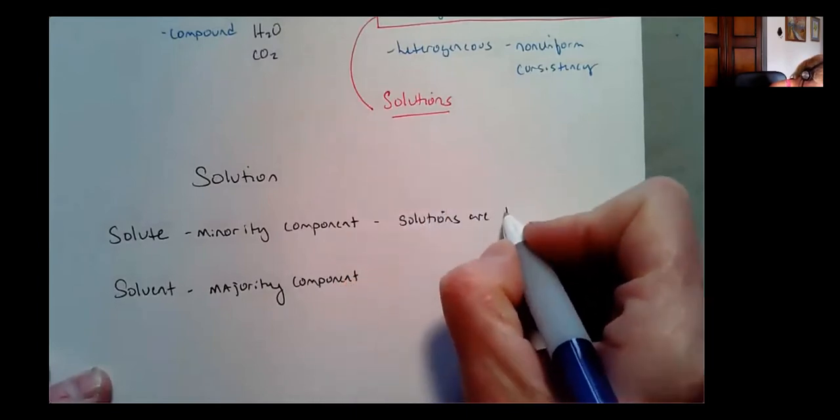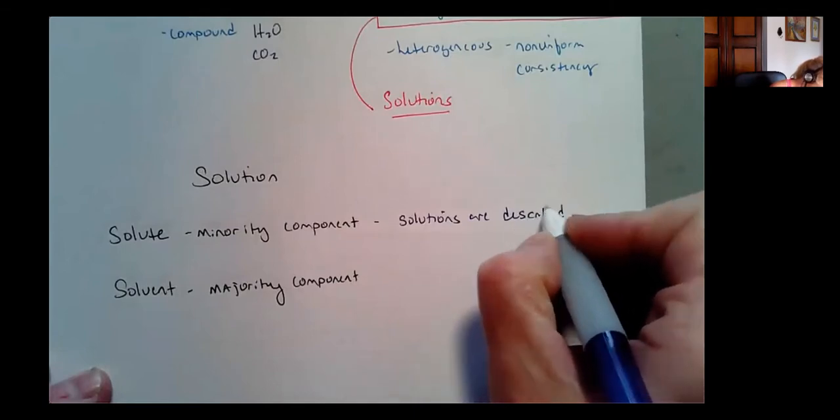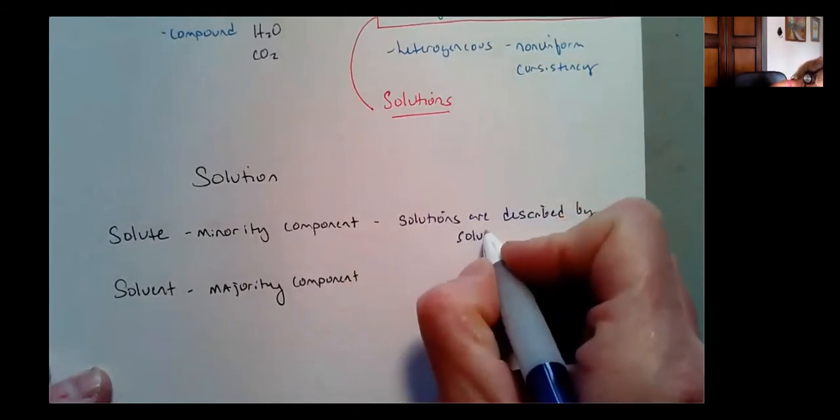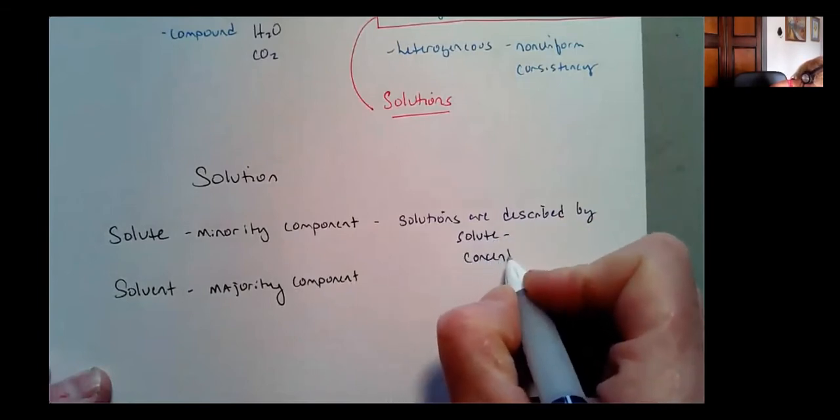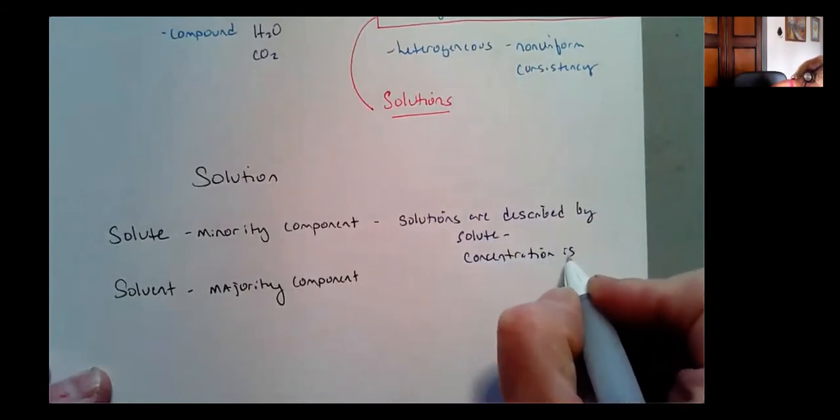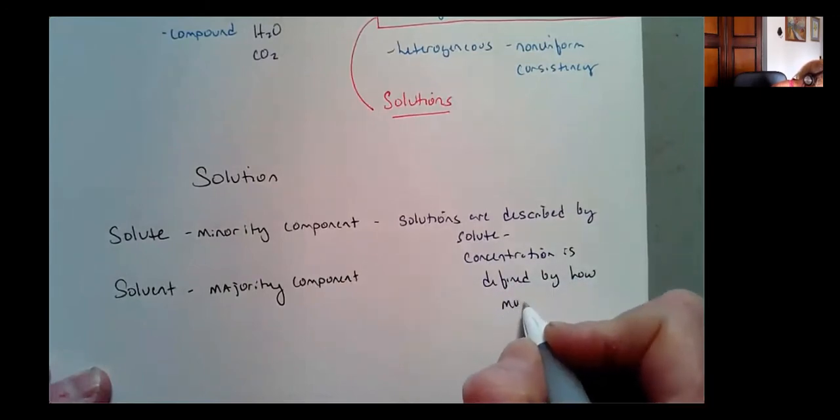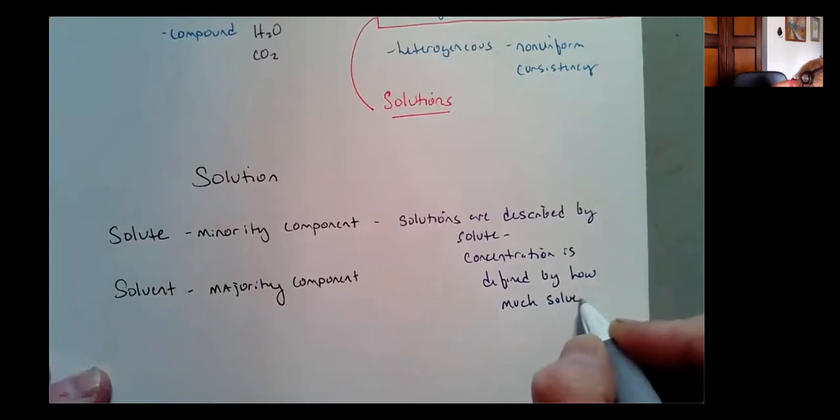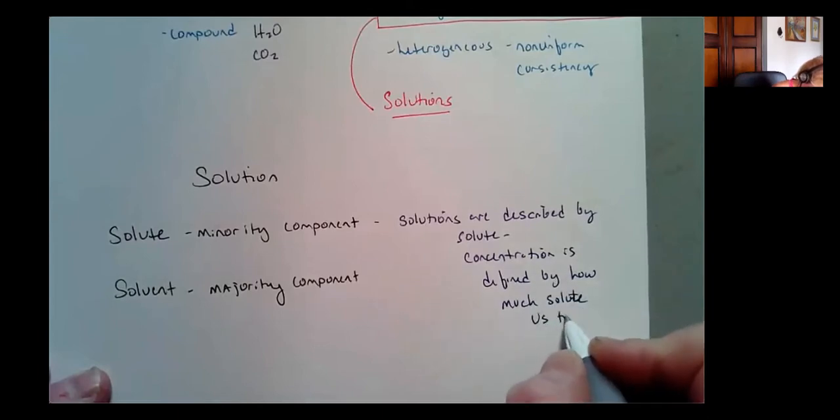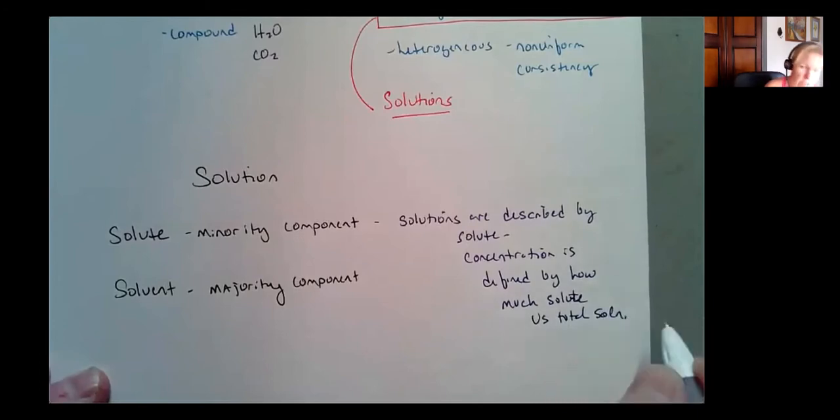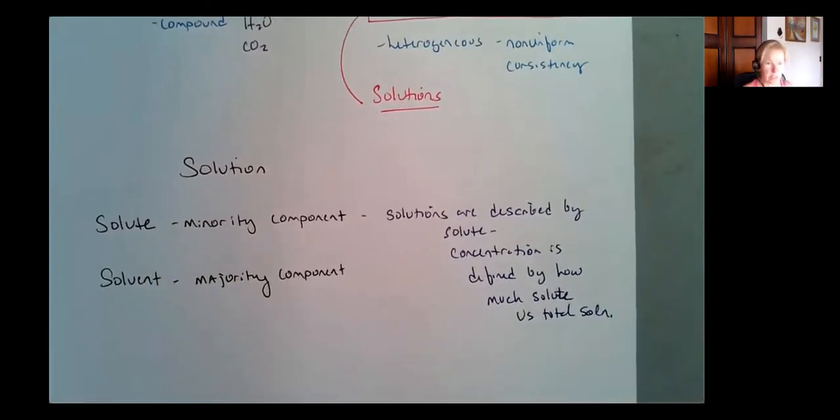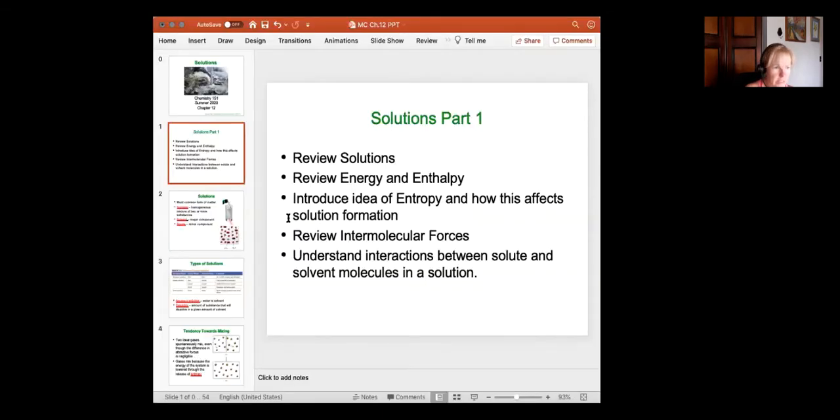Because solutes are the minority component, often your solutions are named after them. Solutions are described by the solute, and the concentration is defined by how much solute versus total solution. And we'll come back to concentrations. But the solute's important because, one, that's how we name it, and two, that's also how we talk about how concentrated that solution might be. So we go back to the slides here.